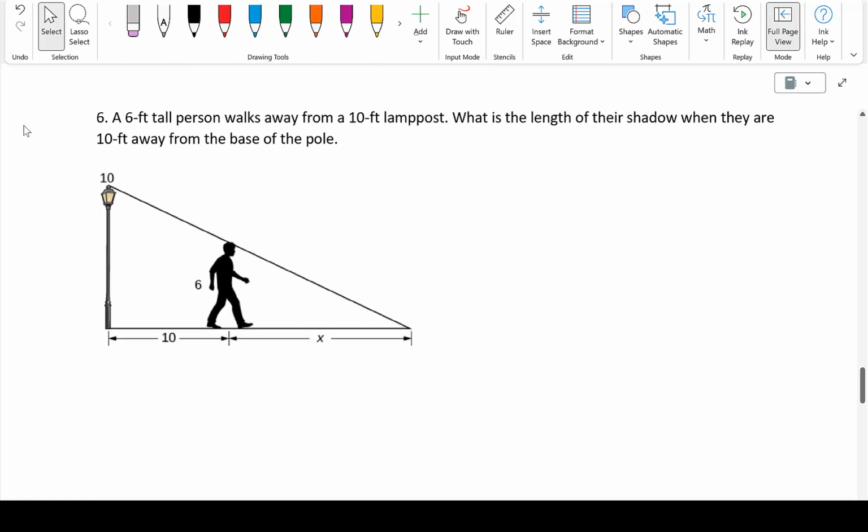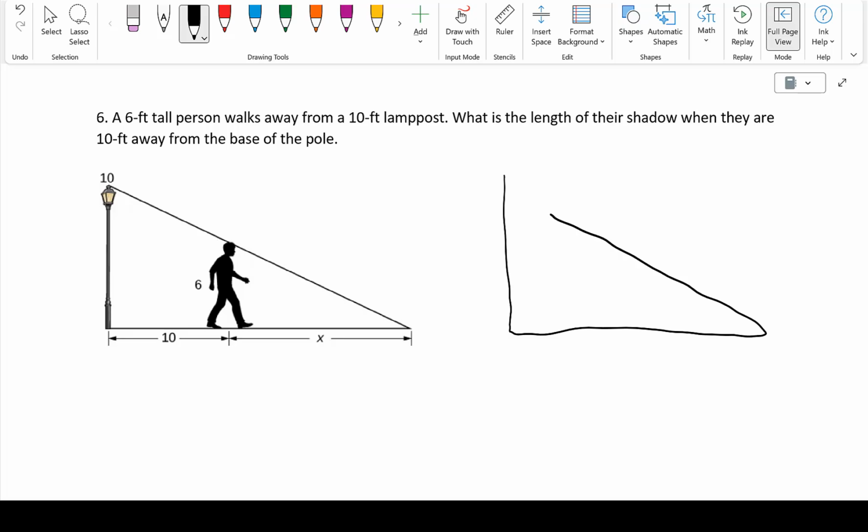And for 6, we have a 6-foot tall person walks away from a 10-foot lamppost. What's the length of their shadow when they're 10 feet away from the base of the pole? So if it helps, we can draw 2 triangles here. We have a big triangle that should match the figure as exact as I can draw it. We know the height of the lamppost here is 10, and we have a base of 10 plus x, right? We're 10 feet away, and the shadow is represented by this x feet long, so the whole length of that side would be 10 plus x.